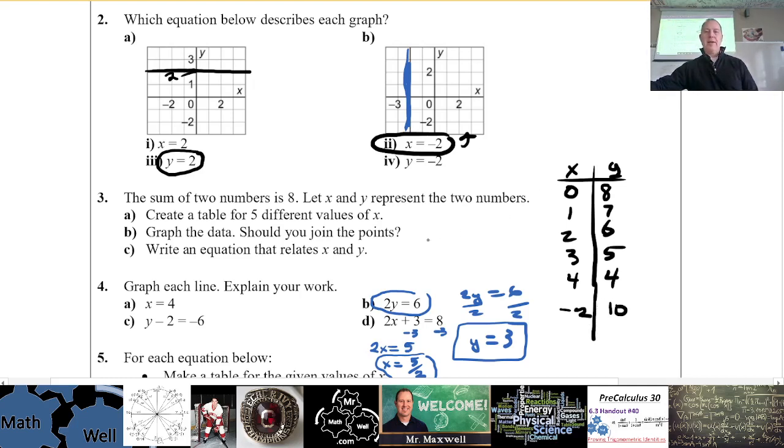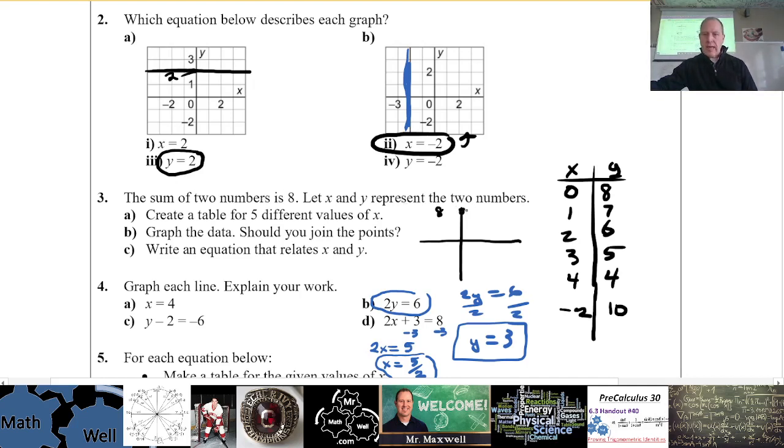All right, graph the data. Should you join the points? As I graph the data, what do you think? Should we join these points? Would there be numbers in between the numbers that we've put on the table of values that would also work? Not like whole numbers. 1.5? Yeah. Would 1.5 have another value that adds up to 8? Would 2.7759 have another number that adds up to 8? Yes, they all work, so you can certainly connect the dots. It doesn't say anything about just whole numbers, it just says two numbers, so you should connect the dots.